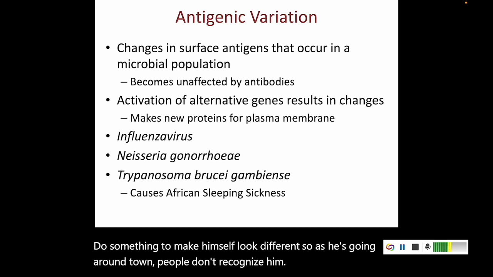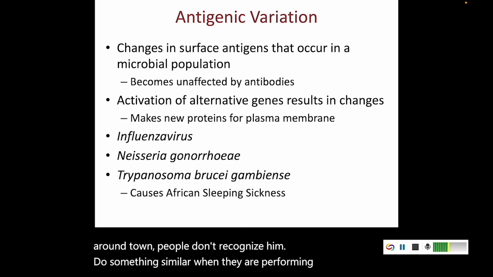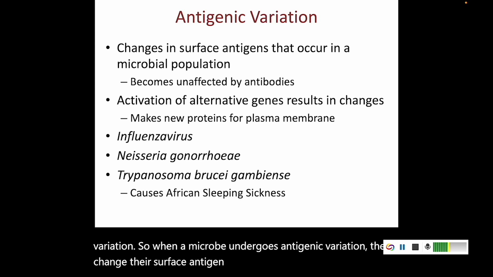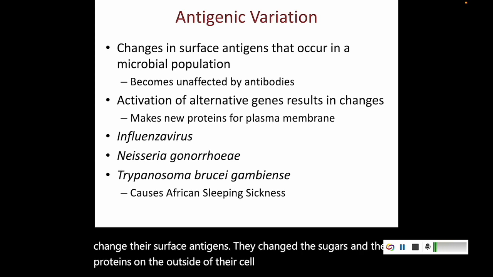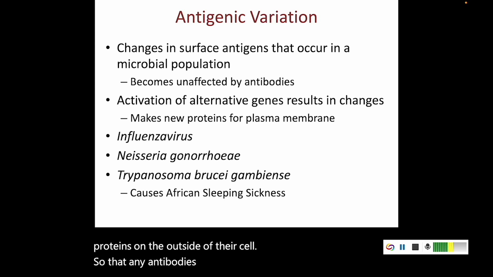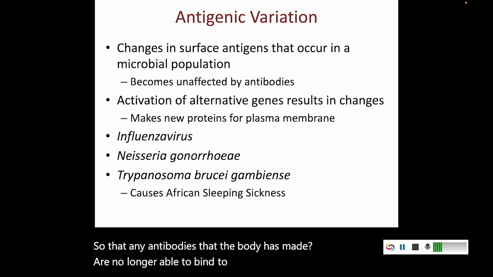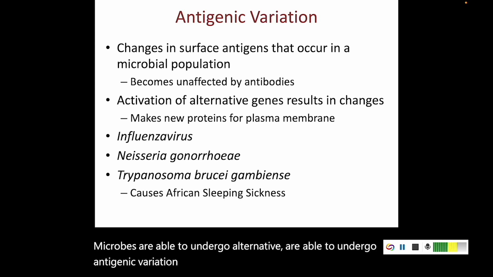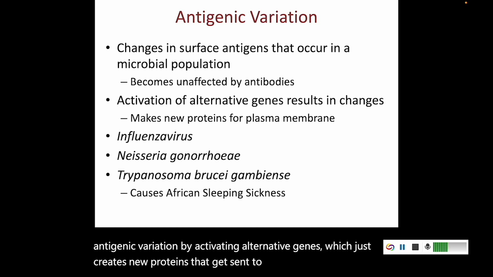Microbes do something similar when they are performing antigenic variation. When a microbe undergoes antigenic variation, they change their surface antigens. They change the sugars and the proteins on the outside of their cell so that any antibodies that the body has made are no longer able to bind to that pathogen. Microbes are able to undergo antigenic variation by activating alternative genes, which just creates new proteins that get sent to the plasma membrane.